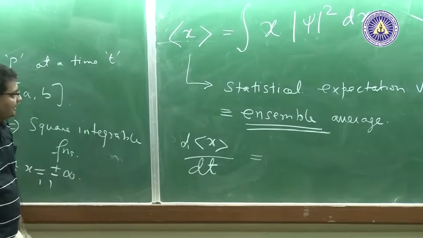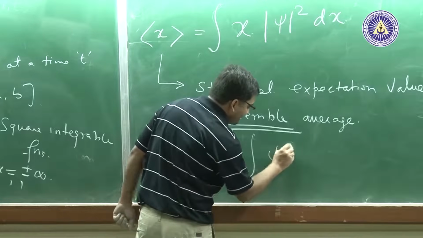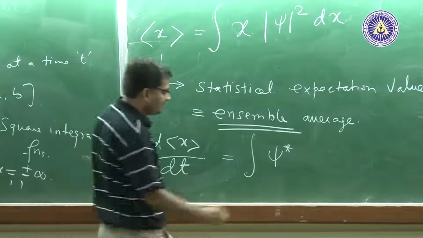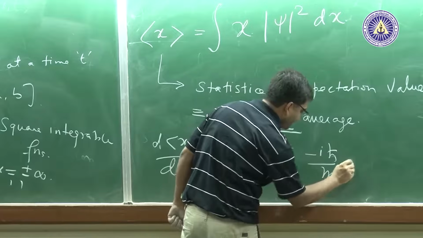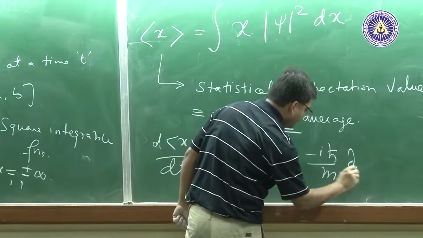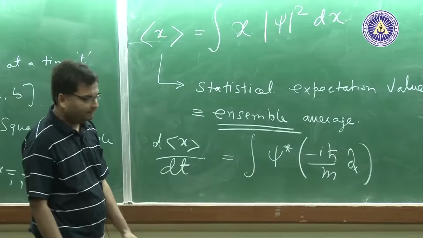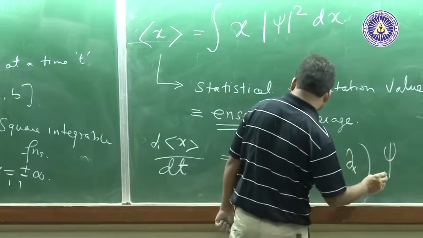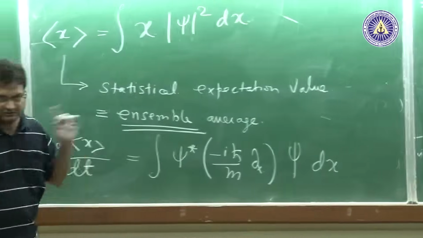So this will turn out to be psi star minus psi h by m dx psi dx, and all the psi's are functions of x and t.